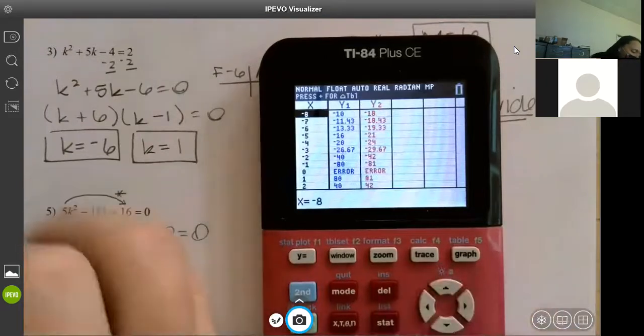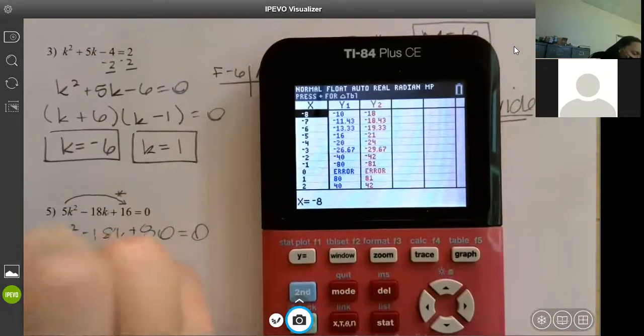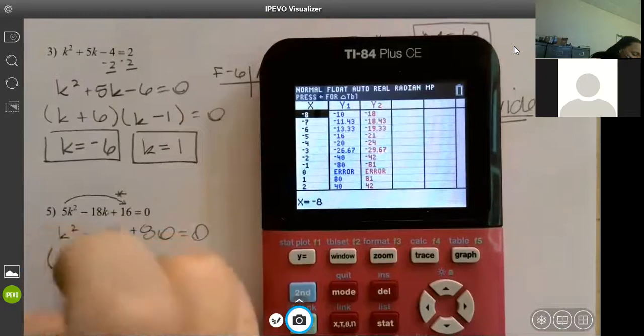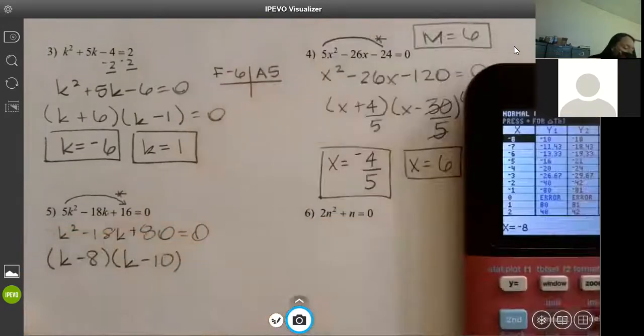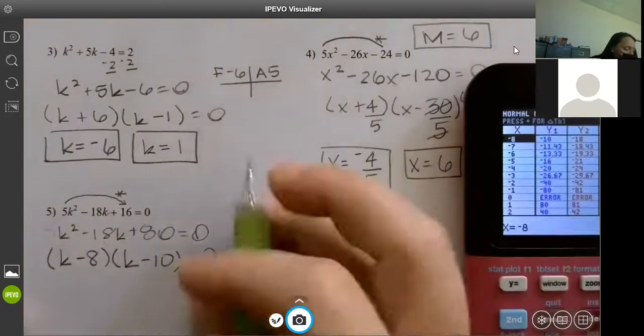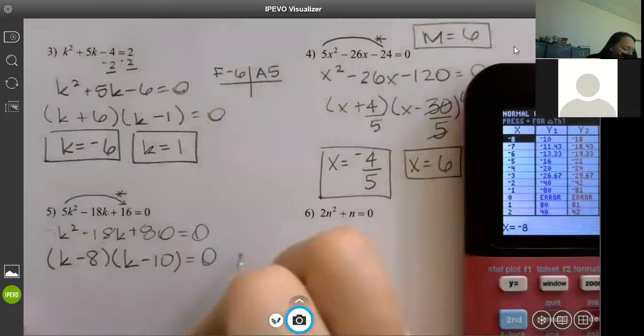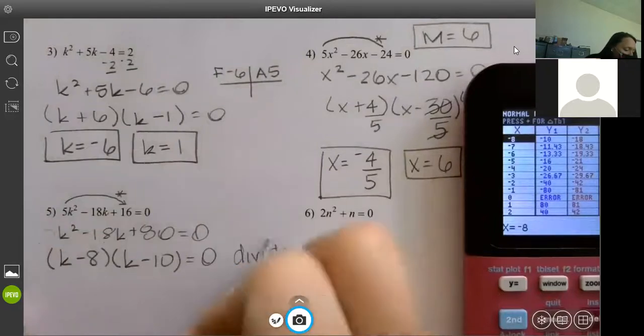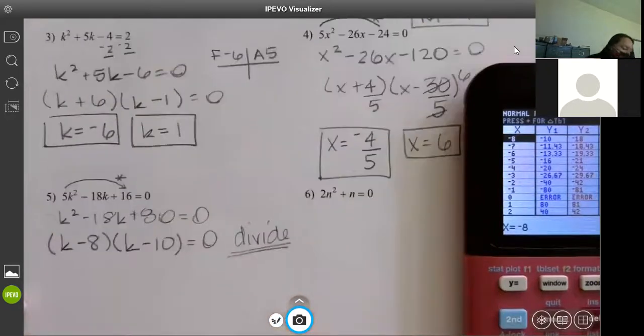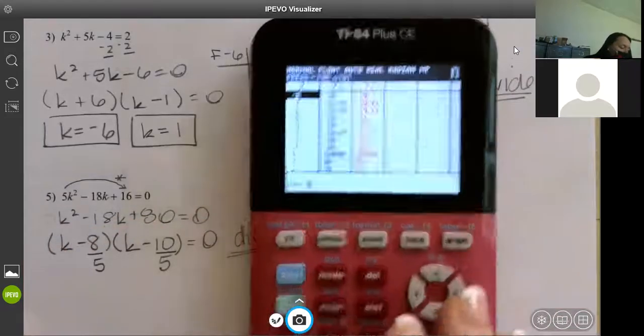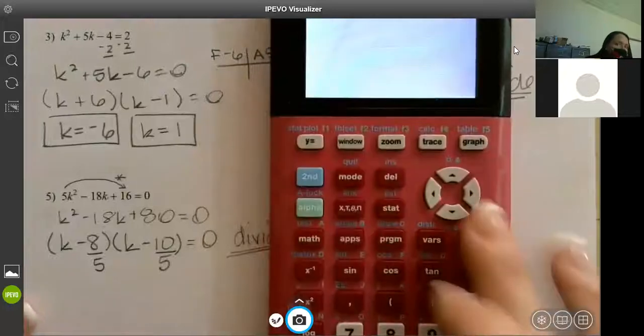There's negative 18, so k minus 8 and k minus 10. What do I need to remember? Divide. Don't forget that part, okay? I don't want you to get it wrong. So we're going to divide by 5. If you can reduce it, go ahead and reduce it. If you're not sure if you can, your calculator will do that for you.